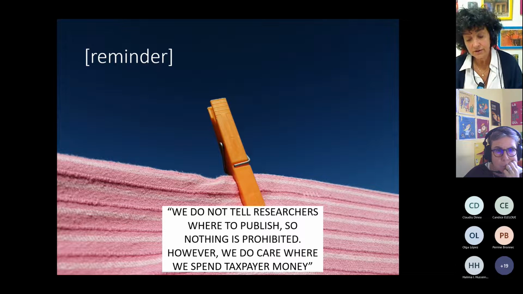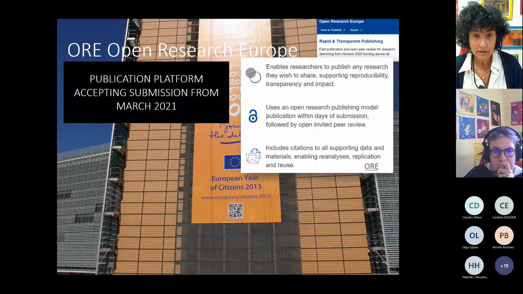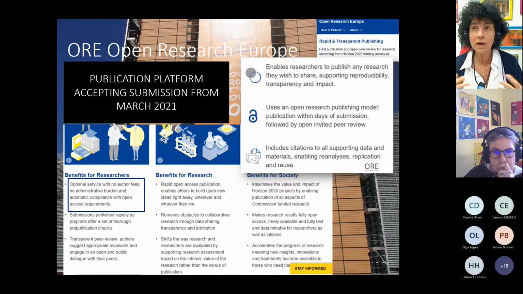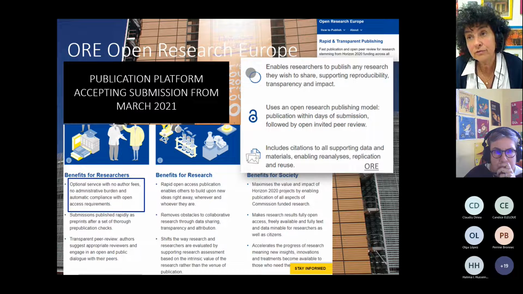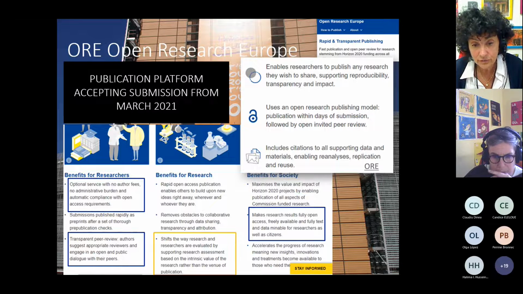So that's the reason why the Commission no longer pays for hybrid. But they provide you Open Research Europe. So Open Research Europe is a publishing platform, one of the innovative ways of doing open science and open access, as we discussed in module 2. Several benefits for researchers, for research in itself, for society.